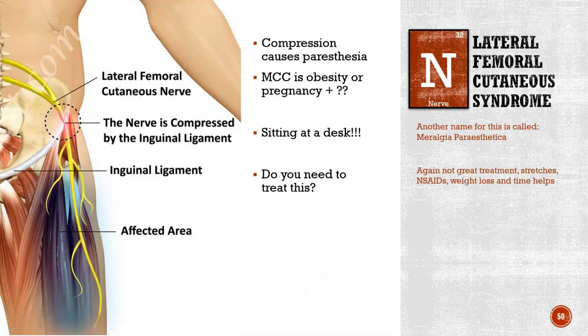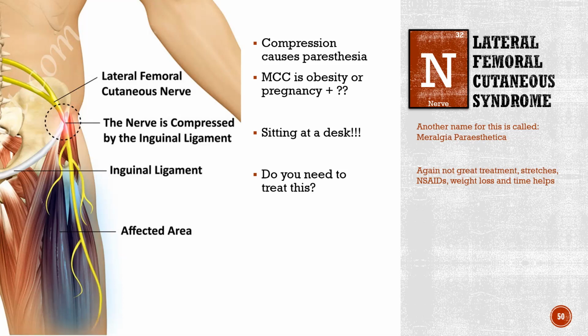This is another nerve problem that's a little bit less common. It's called the lateral femoral cutaneous syndrome, also known as myalgia paresthetica. This happens in obese individuals, or maybe even in pregnancy, where this superficial nerve that comes up over the pelvis and innervates just the skin on the side of your thigh gets compressed. Again, because of obesity or pregnancy, maybe even because they're sitting at a desk too long. And you just get this complete and total ice cold numbness on the lateral side of their thigh.